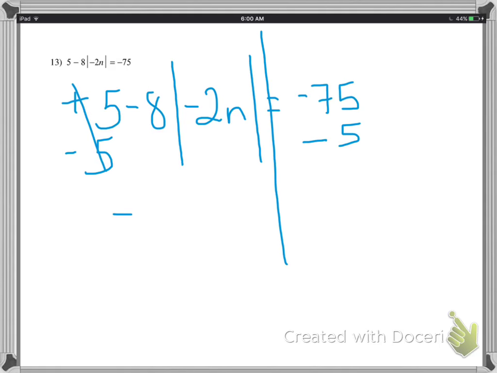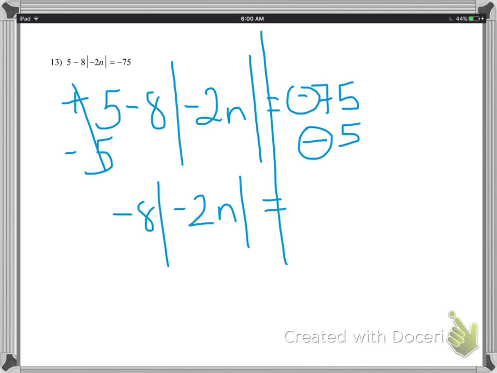So that's going to leave me with a negative 8 times the absolute value of a negative 2n equal to a negative 75 and a negative 5, or a negative 75 minus 5. What's our rule? When these signs are the same, you find the sum. It's going to be an 80, and you keep the sign. That would be negative. Still can't decide if it's a no solution because I have this negative 8 on the left side to deal with. So how do I get rid of a negative 8 times? I divide by a negative 8.